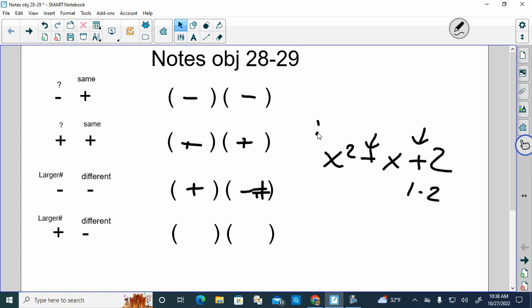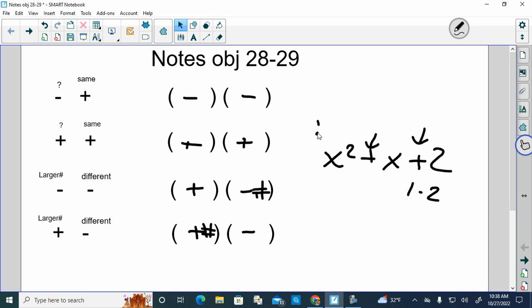Same thing on this one. I'm reading this backwards. The signs are not the same. They're going to be different. So we go ahead and put it in there. As we're reading backwards, whatever our factors are, I'm going to put the larger number behind the positive. So if I was using 1 and 2, then I would put the 2 behind the positive, or here, I put it behind the negative. So you read them backwards.